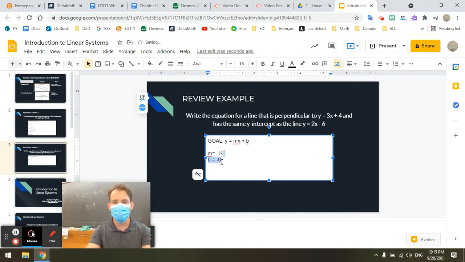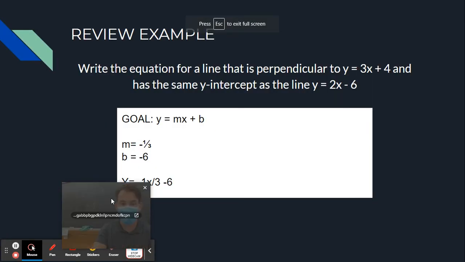I have the two things that I need for my treasure hunt, so I say, therefore, y is equal to negative 1 over 3. This is negative 1x over 3 minus 6. And that would be the desired line that I want to have there. Negative 1 over 3x, or it doesn't really matter where I put that x. Okay. So that's how I find equations of lines. All right, just a quick review of that.